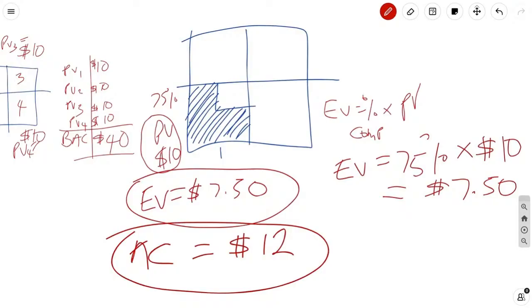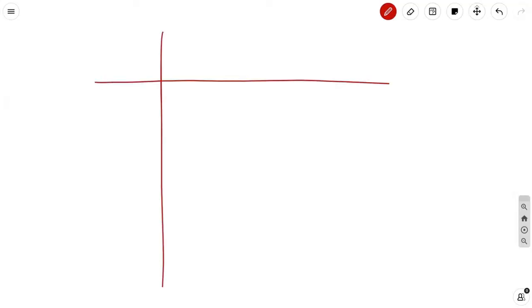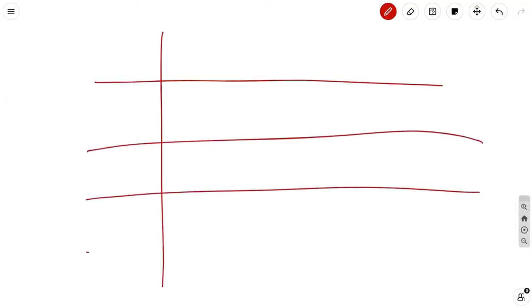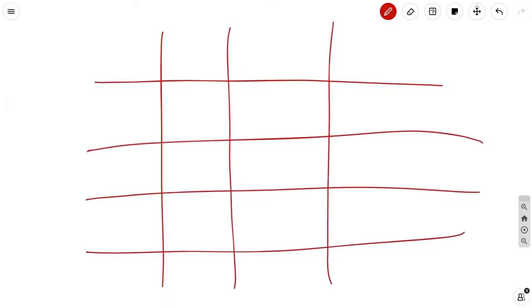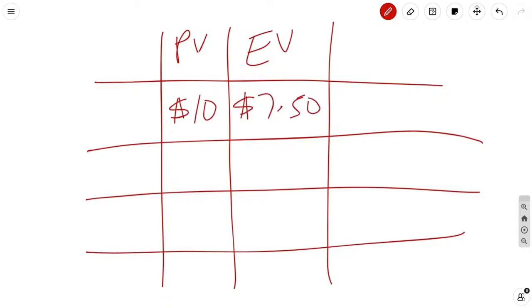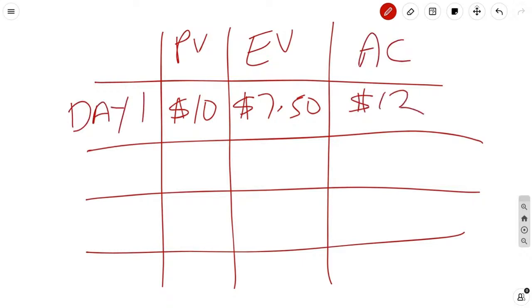Think about it. Just compare these two, just these two. Let's go to a blank place on the screen and put all these so that you can really ponder on what this means. Okay. So we have planned value and we have earned value. Planned value, $10. Earned value, $7.50. And then the actual cost, and this is day one. Day one. Actual cost is $12.